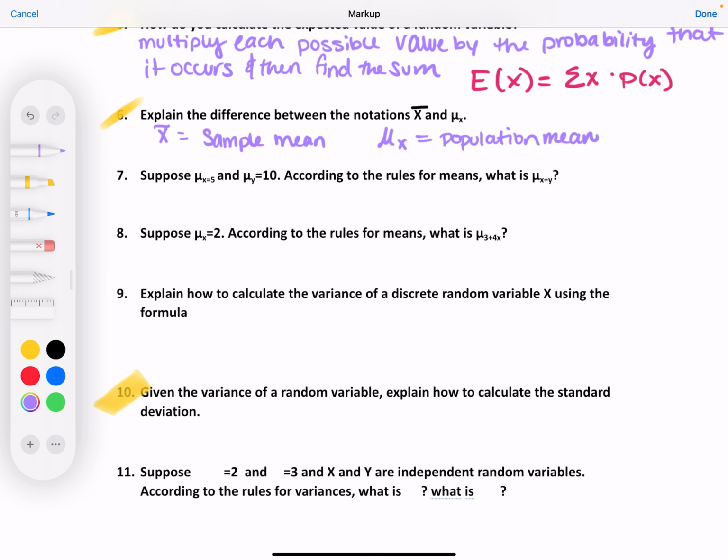10. Given the variance of a random variable, explain how to calculate the standard deviation. So literally just give me the formula for it. It's the square root of variance. So the standard deviation of x is equal to the square root of the variance of x.